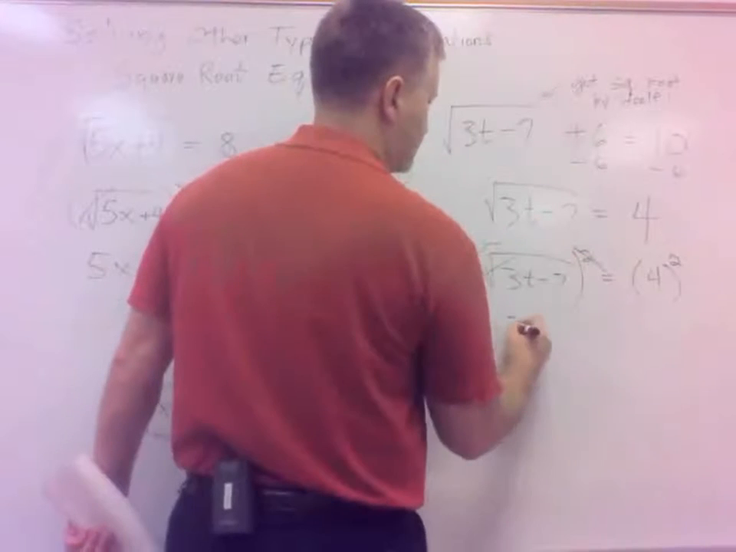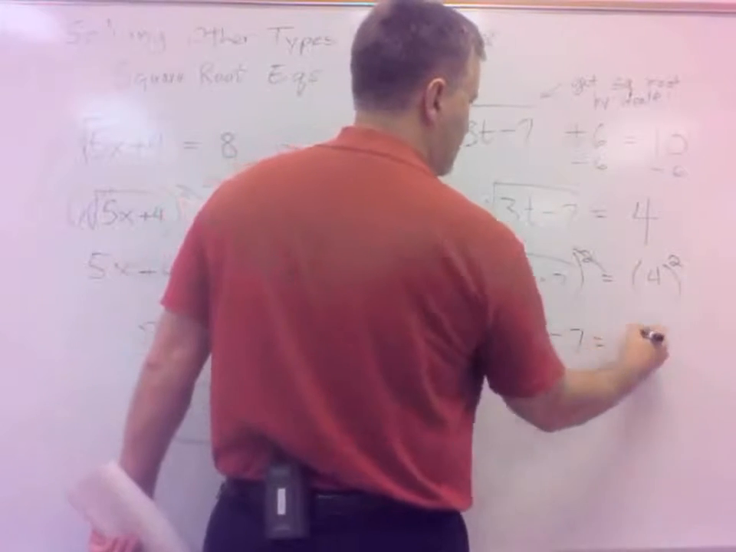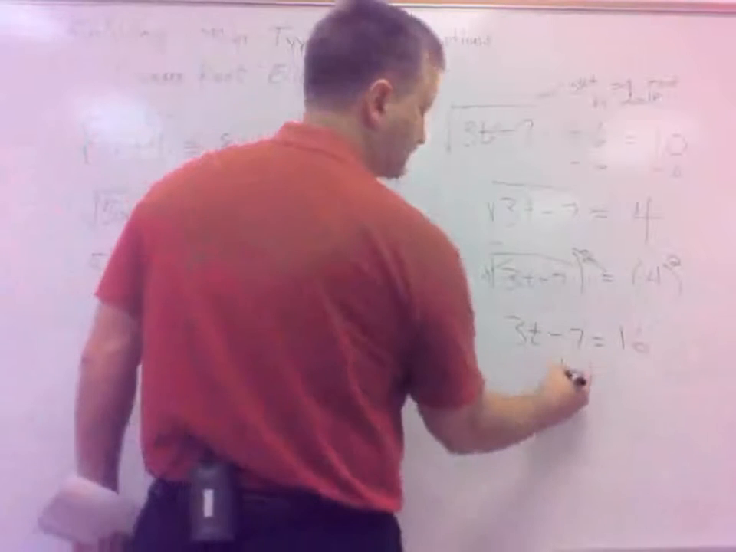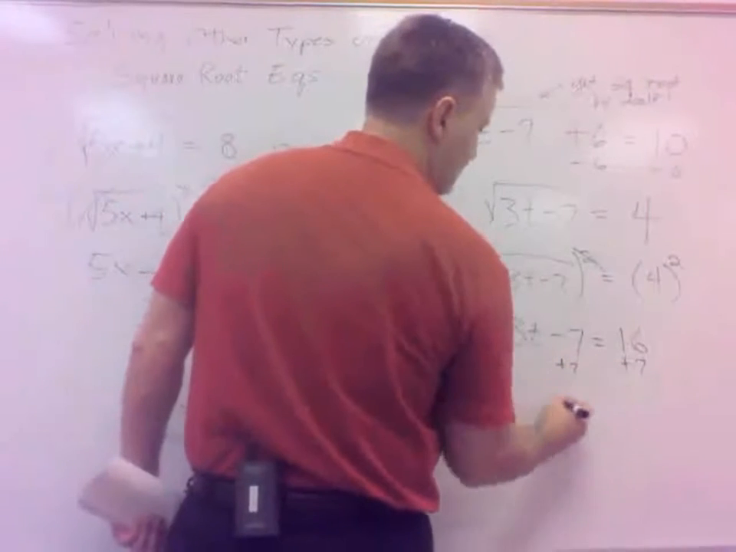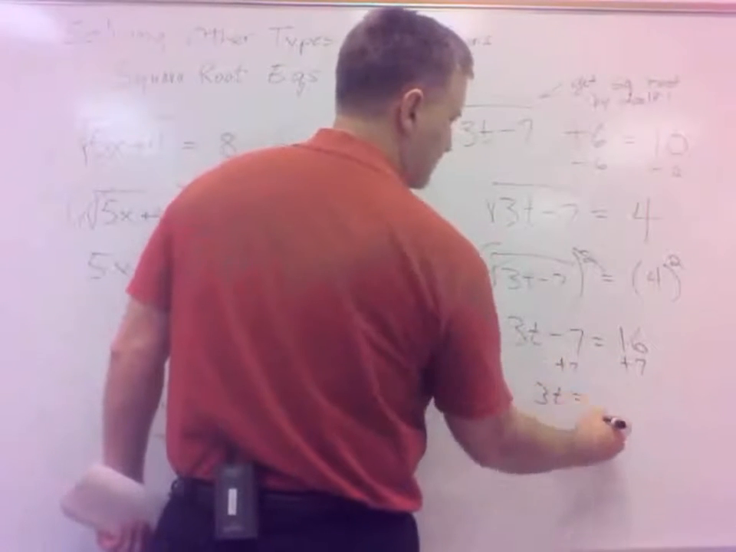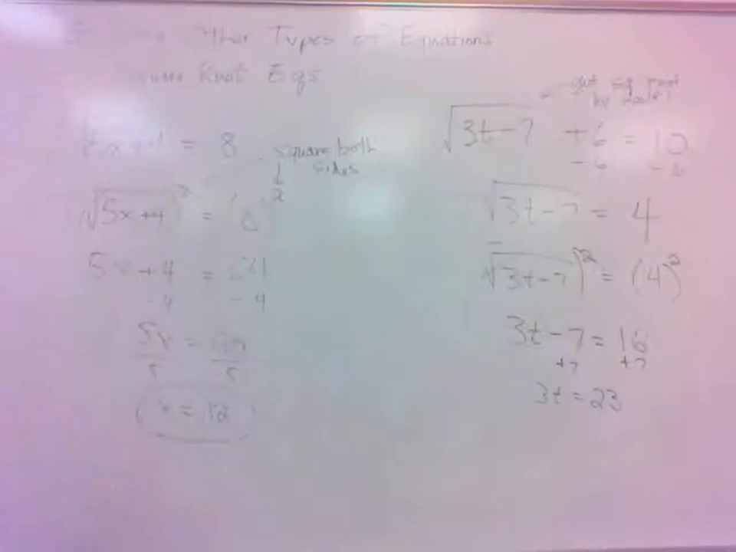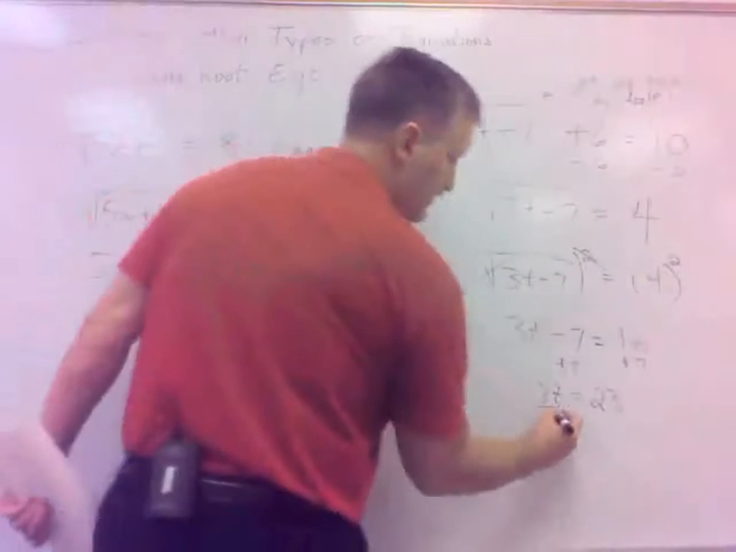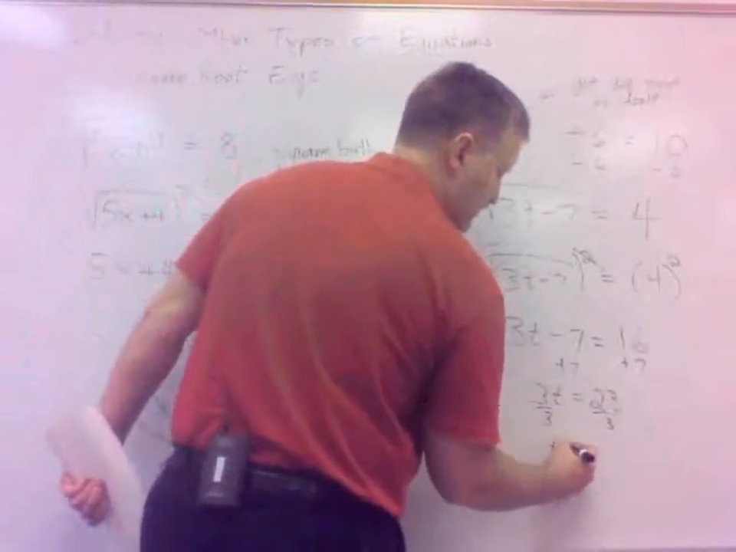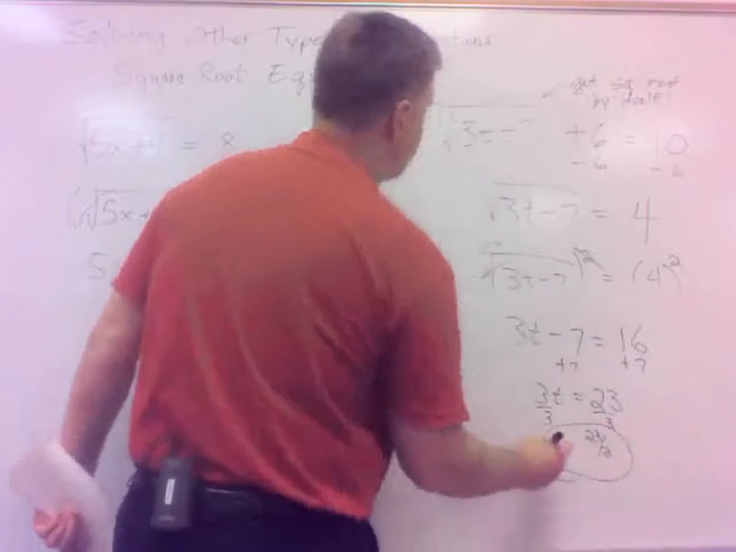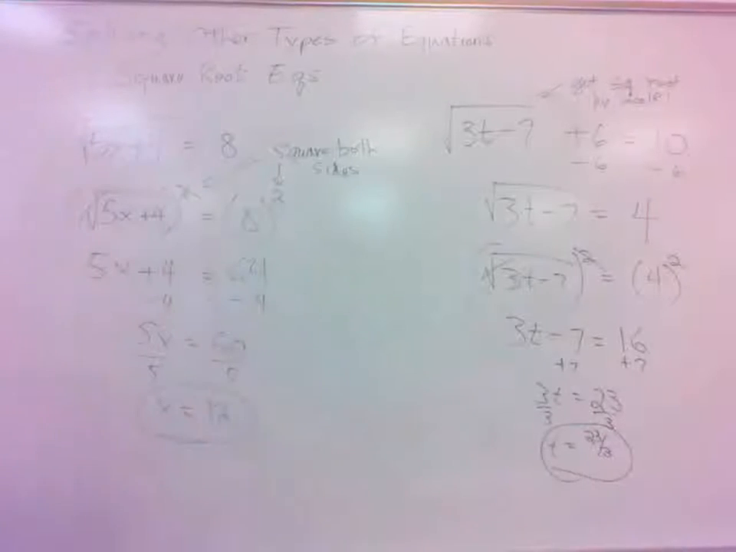Square root and the square cancel, so I have 3t minus 7 equals 4 squared, which is 16. So then I'm going to add the 7. Right? So 3t equals 23, divide by 3. T equals 23 thirds. All right?